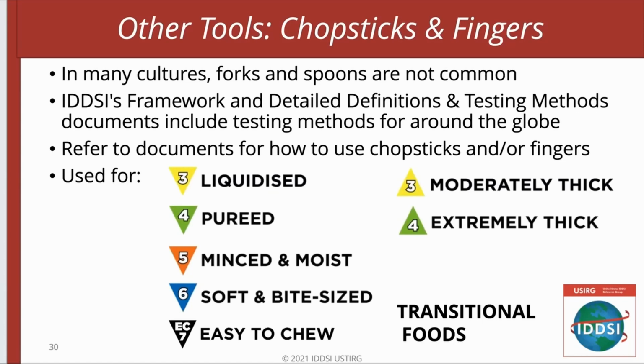These tests are used for liquidized and moderately thick, level 3, pureed and extremely thick, level 4, minced and moist, level 5, soft and bite-sized, level 6, easy to chew, level 7, and transitional foods.